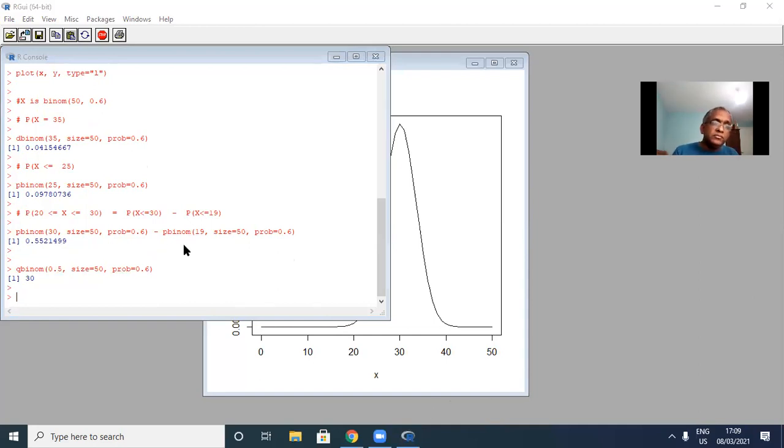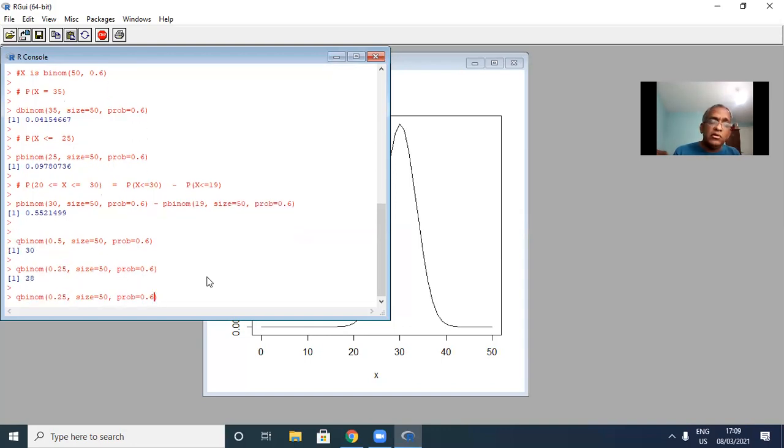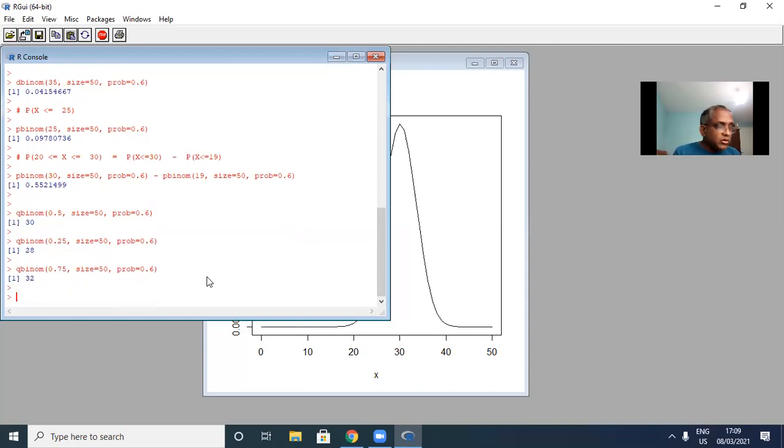All right, so this command here computes the median of a binomial, right, with these parameters. If you want to compute the first quartile, you say it's 0.25. If you want to compute the third quartile, you say 0.75 and so on, right?